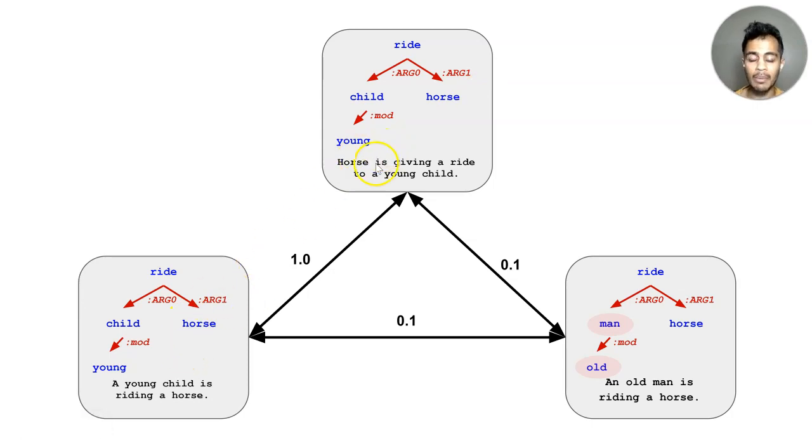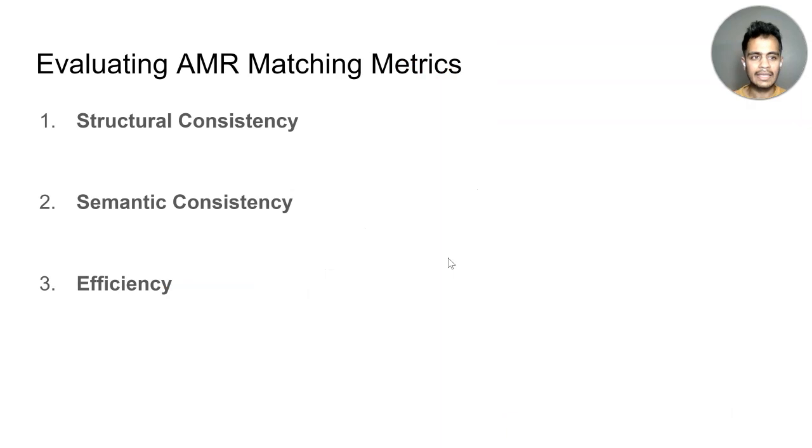So an AMR matching metric should return a high score of 1 for them, whereas the one on the bottom means something different. So an AMR matching algorithm should reflect that by returning a low score of 0.1 for both. And these are exactly the properties that we will evaluate Rematch as well as other AMR metrics.